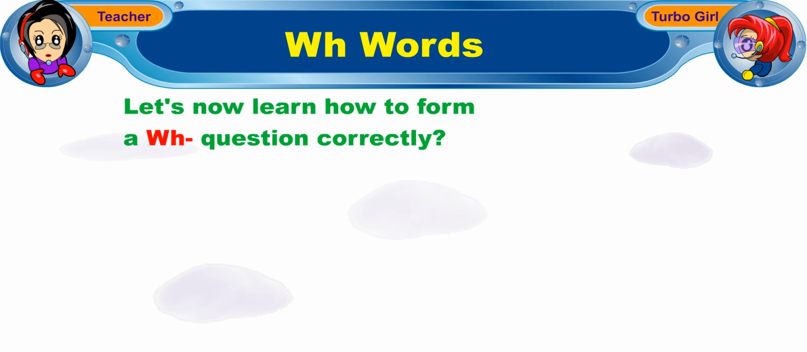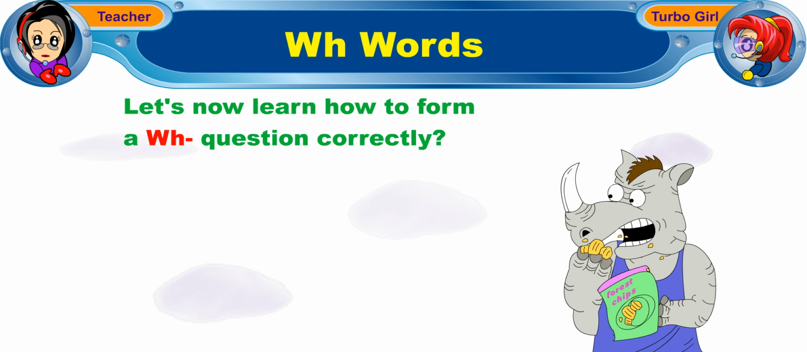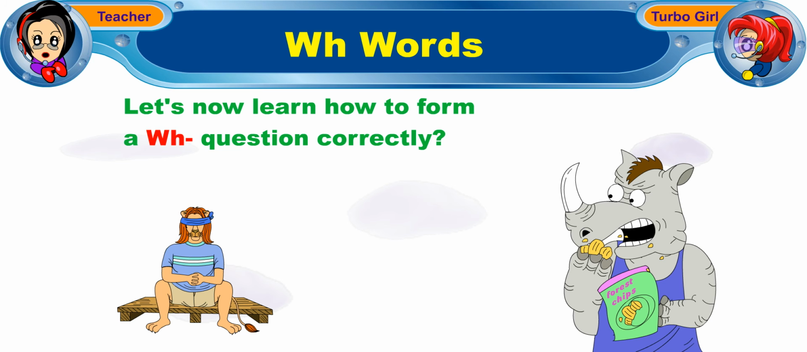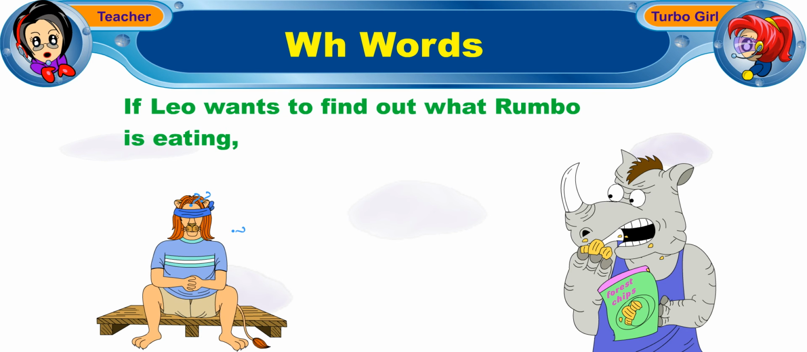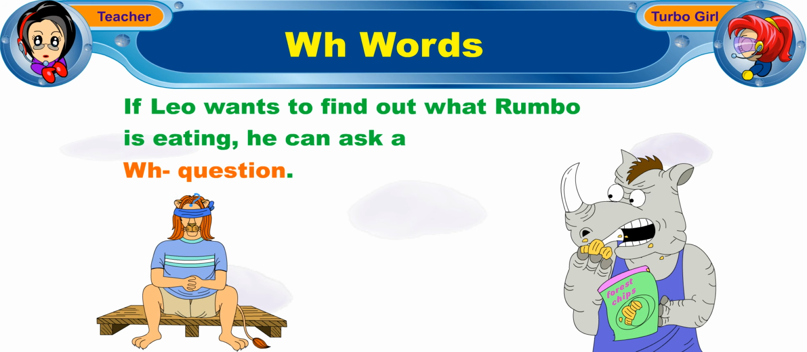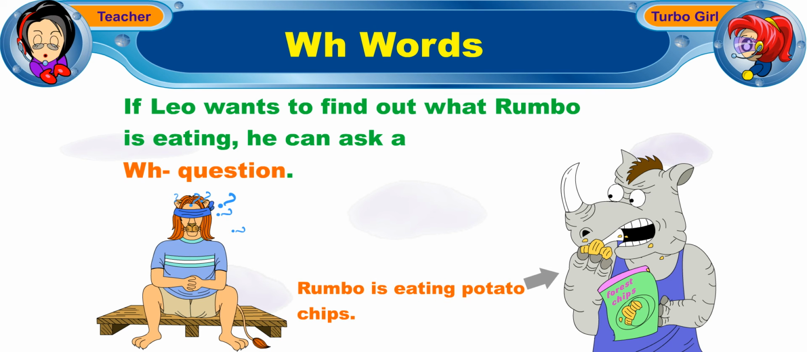Let's now learn how to form a WH question correctly. Let's say Rambo is eating potato chips, but Leo cannot see what Rambo is eating. If Leo wants to find out what Rambo is eating, he can ask a WH question. There are 4 steps to form a WH question from the statement, Rambo is eating potato chips.